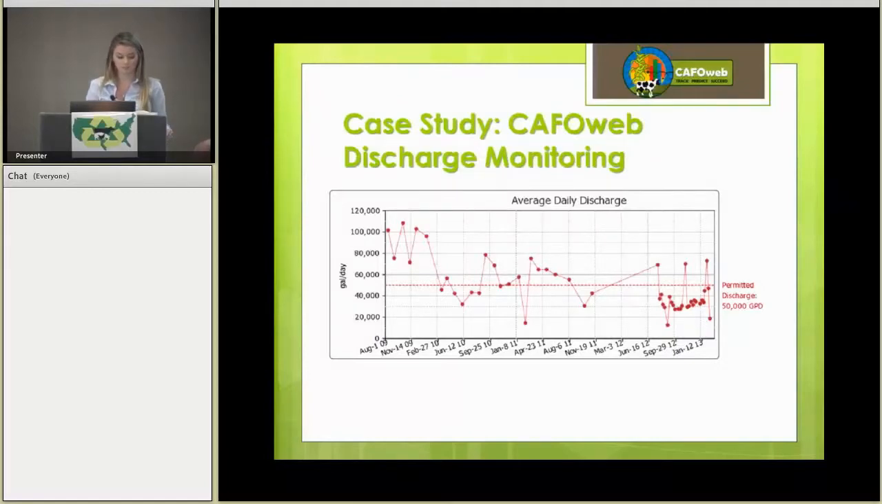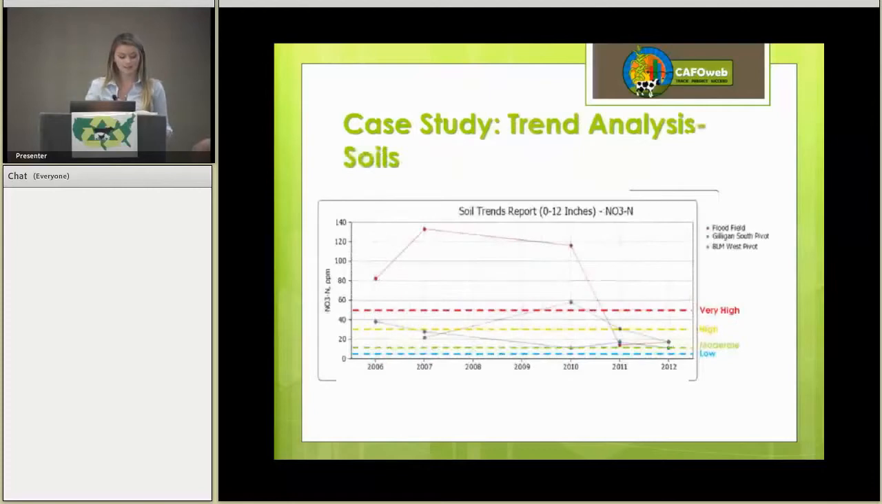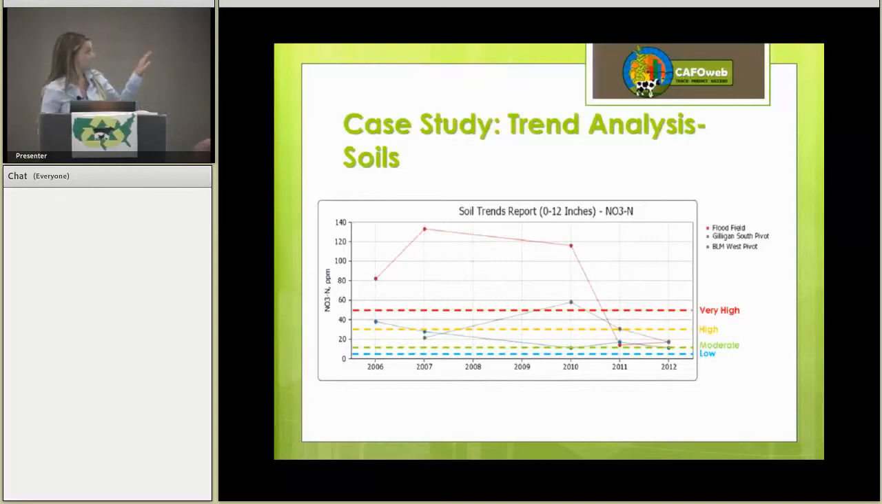This next case study looks at the trend analysis for nitrates in soils from a depth of 0 to 12 inches. When using this report, the dairyman was able to see his soil trends for each field at different depths. Knowing this, he avoided over-applying to fields that were already above the recommended standards. And I do have those recommended standards on that graph, on the dashed line. So very high being at 50 parts per million, high being at 30 parts per million, moderate at 10 parts per million, and low at 5.